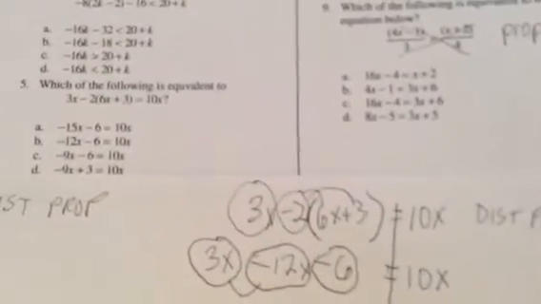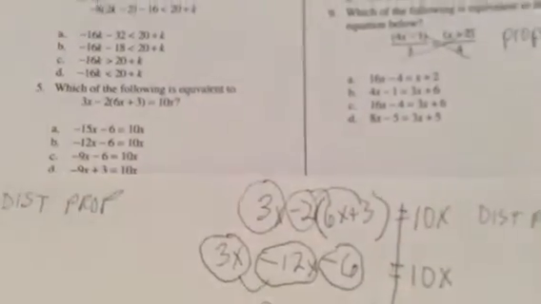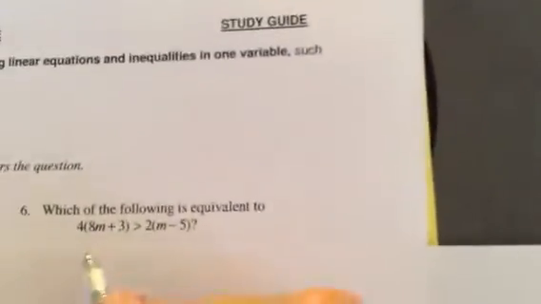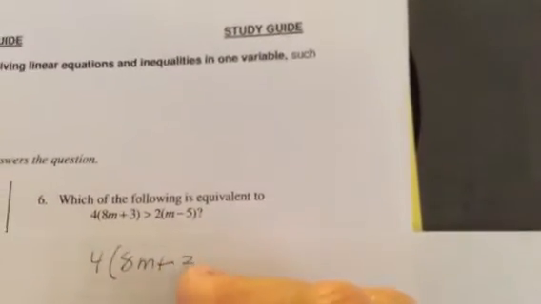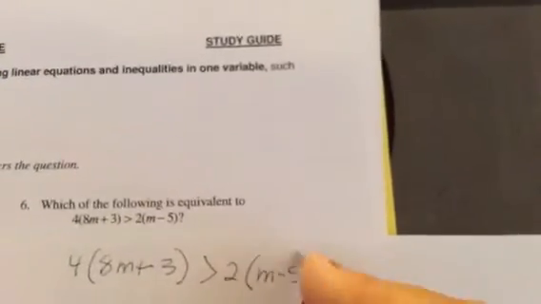Looks to me like C is our answer on number 5. Alright, let's look at number 6. For your information, I can only post videos that are 15 minutes or less, so I'm going to end up doing this one in 2 parts, because it takes me more than 15 minutes to do these problems. Which of the following is equivalent to 4 times the quantity 8m plus 3 is greater than 2 times the quantity m minus 5?